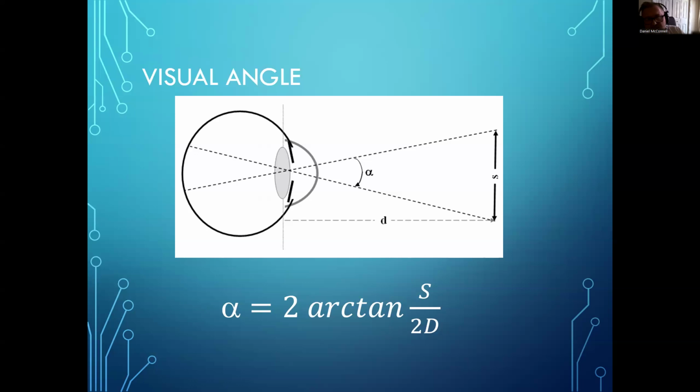Small objects, or small s in the numerator, will have small angles, but if the s is large, then you'll have a large angle, right? But with distance, it's an inverse relationship, and that's why distance is in the denominator. Increasing distance tends to decrease alpha, right?